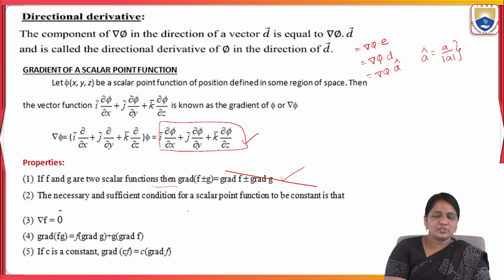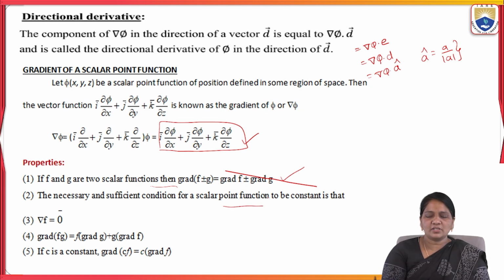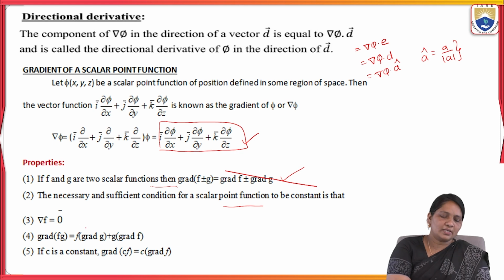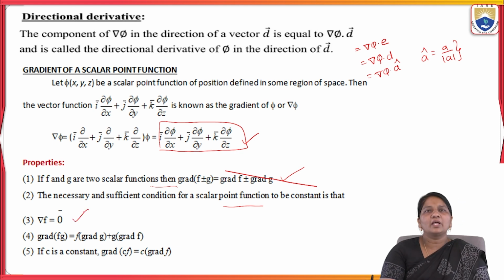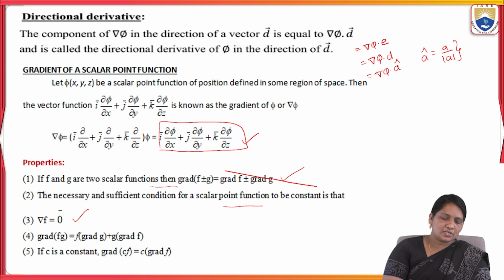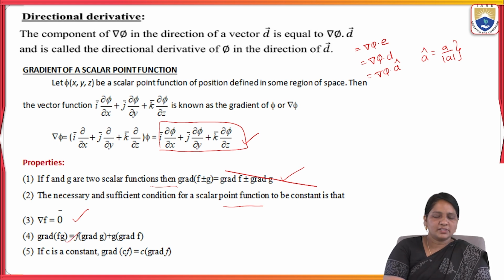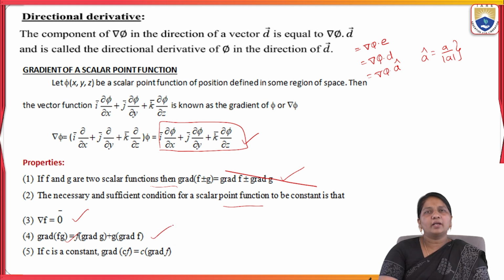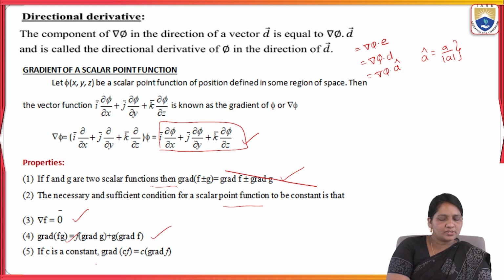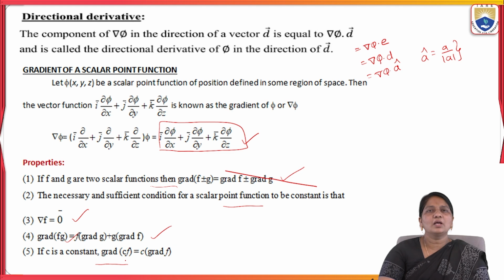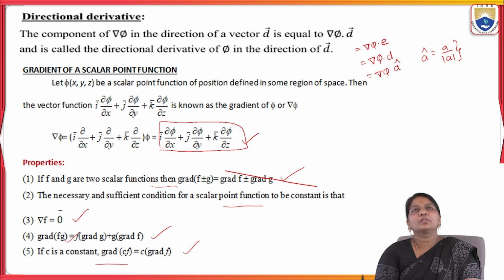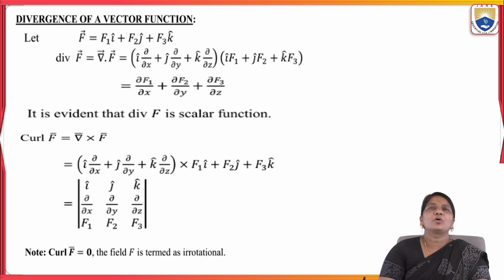And the necessary and sufficient condition for a scalar point function to be constant is del f equal to 0. One more formula is grad of fg equals f into grad g plus g into grad f. And one more piece of information: c is a constant, grad of cf equals c grad f. These are the forms we are going to use in the question bank questions in Module 4.